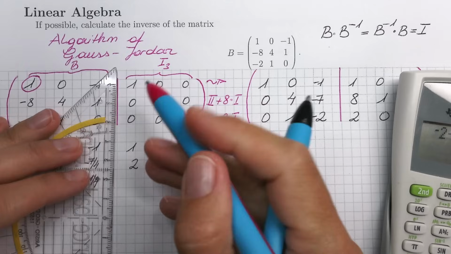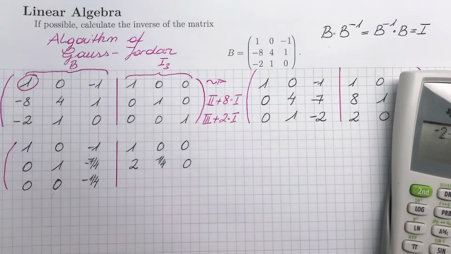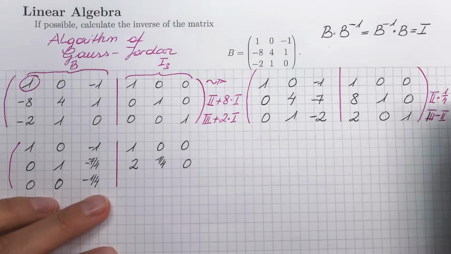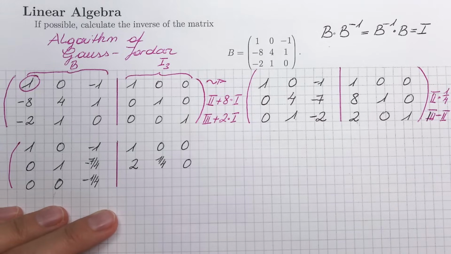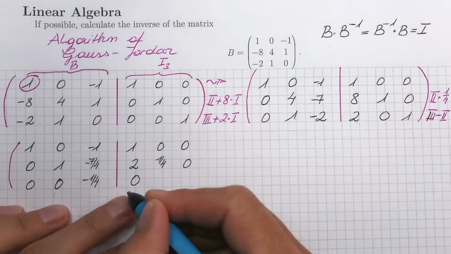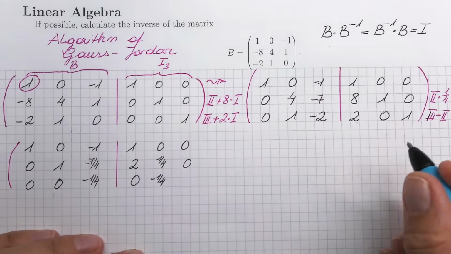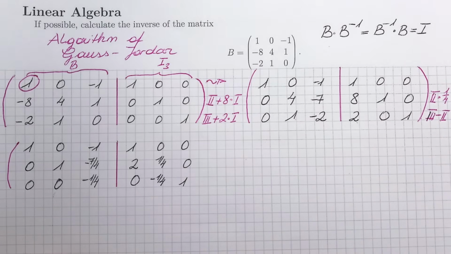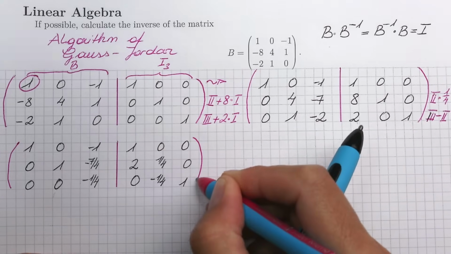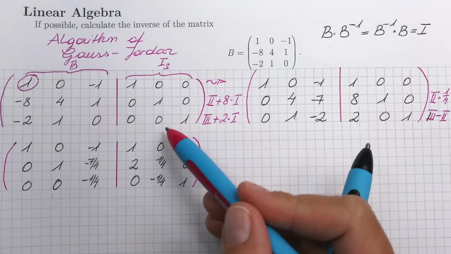I could do it in my head, but in front of the camera I usually make some mistakes. I don't want to do this. Now here it's easy. 2 minus 2 here is 0. 0 minus 1/4 is minus 1/4, and 1 minus 0 is 1. Looking good. Great, isn't it? Because now here it already looks like this one here.